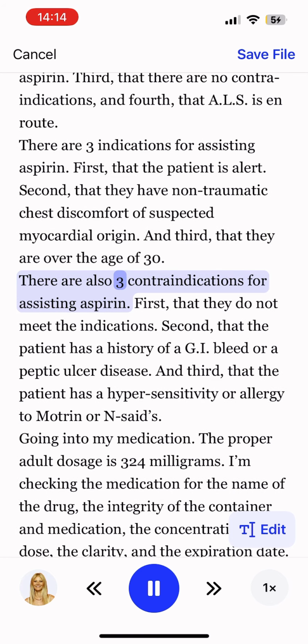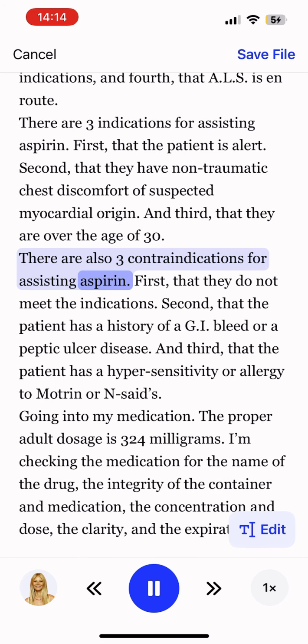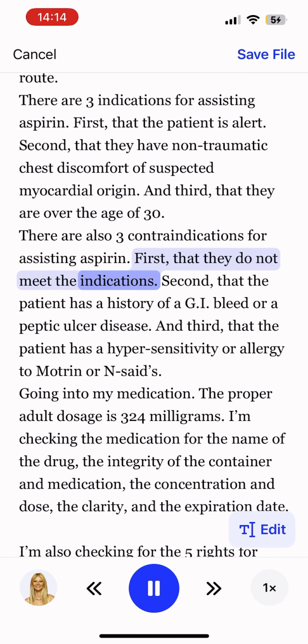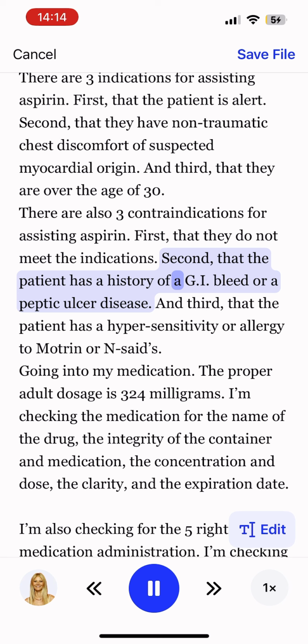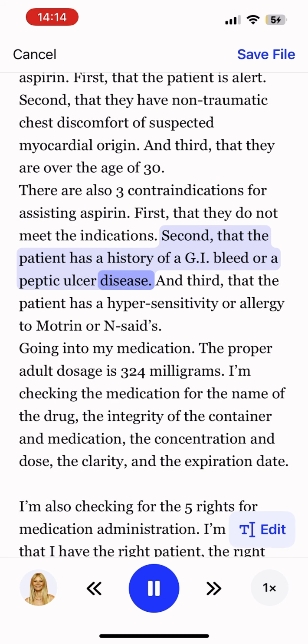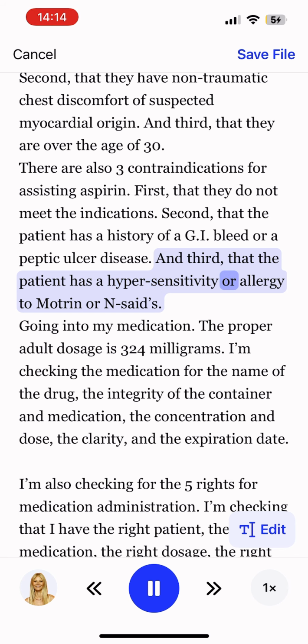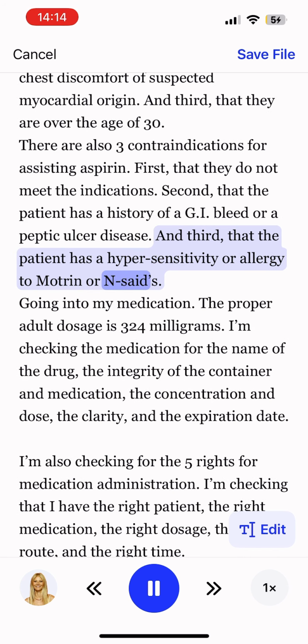There are also 3 contraindications for assisting aspirin. First, that they do not meet the indications. Second, the patient has a history of a GI bleed or a peptic ulcer disease. And third, that the patient has a hypersensitivity or allergy to Motrin or NSAIDs.